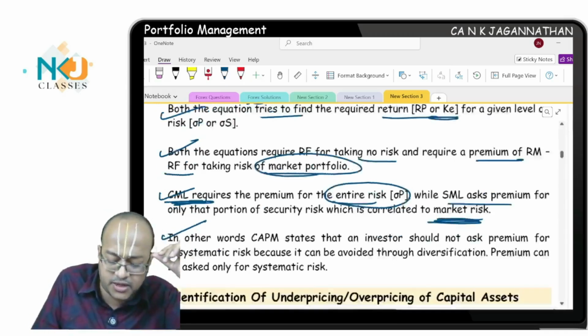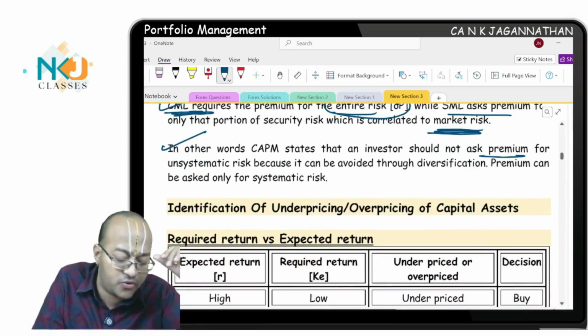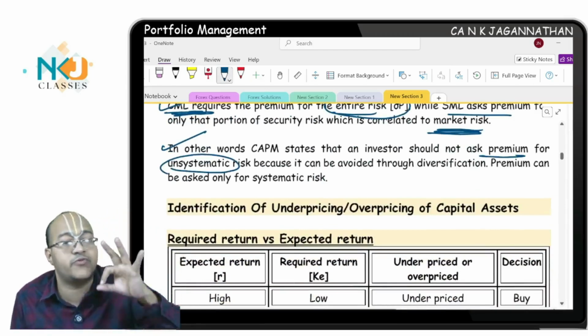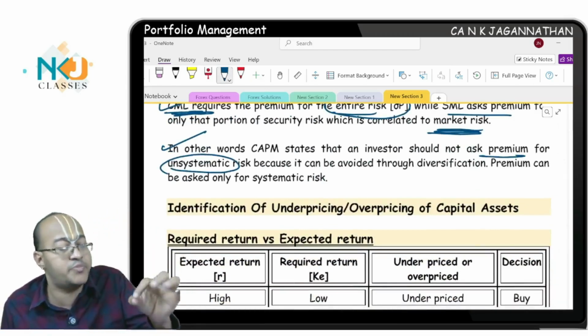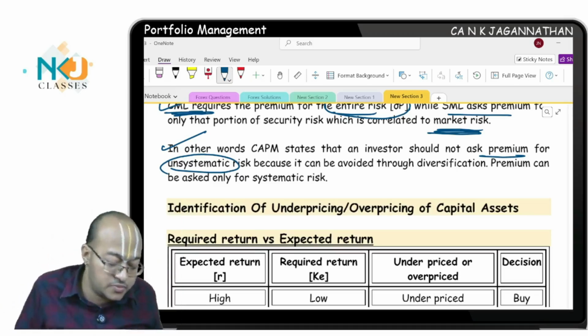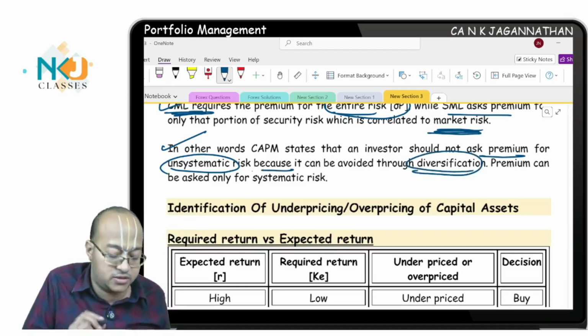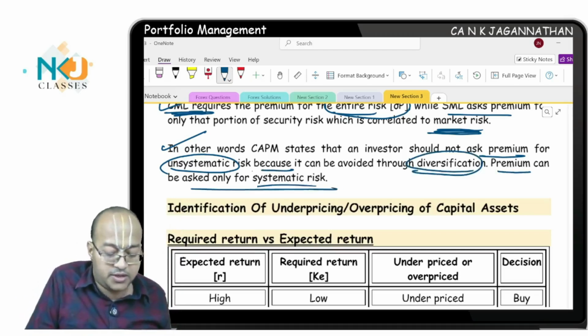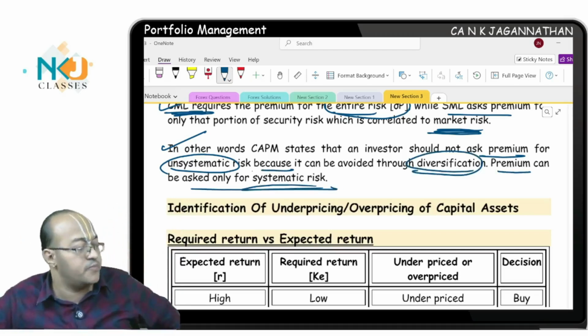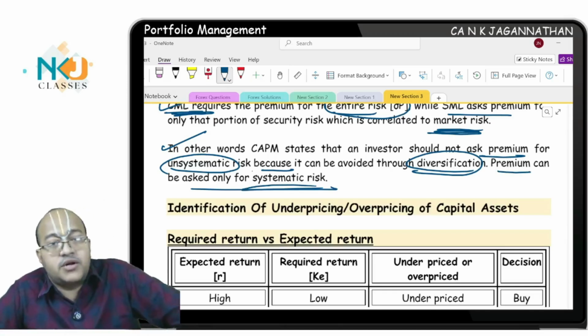In other words, CAPM states that an investor should not ask a premium for unsystematic risk. Beta is a representation of systematic risk, and only that is eligible for asking a premium, because unsystematic risk can be avoided through diversification. Premium can only be asked for systematic risk. You can easily go through. Are you listening? The first segment of the discussion is over.